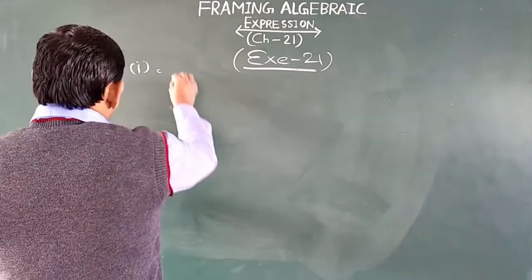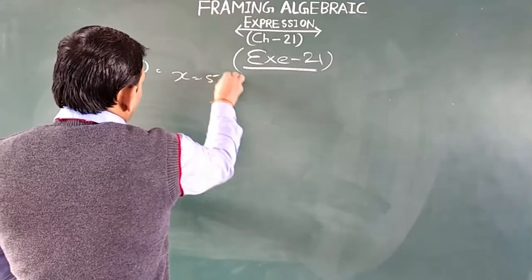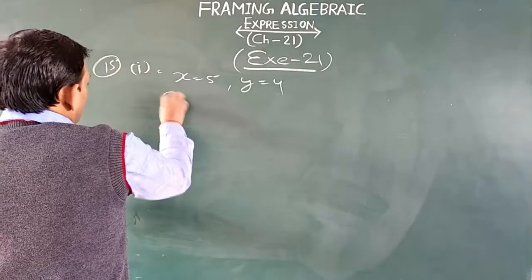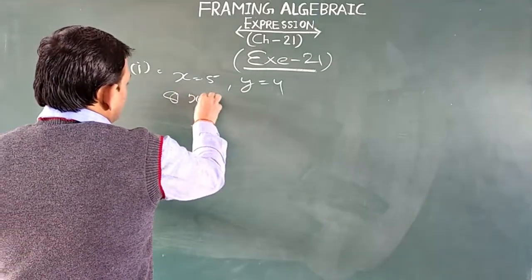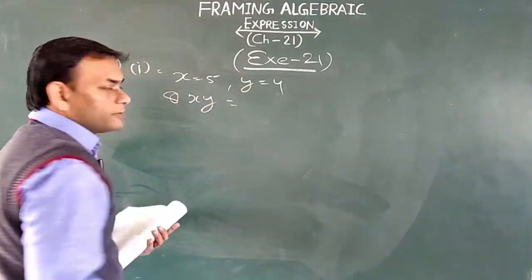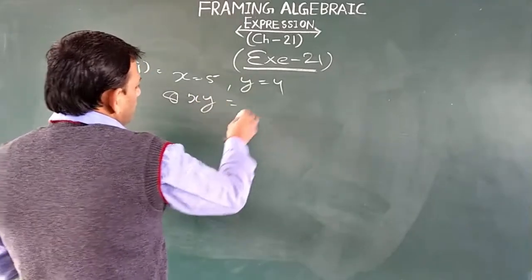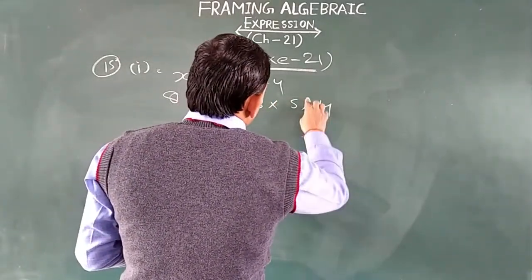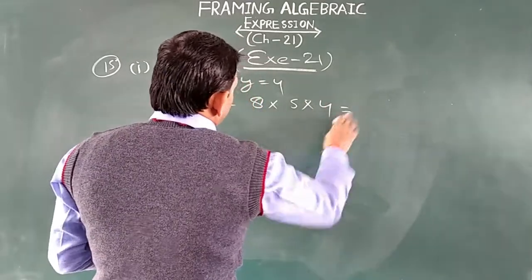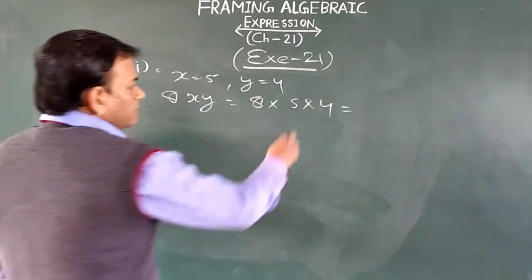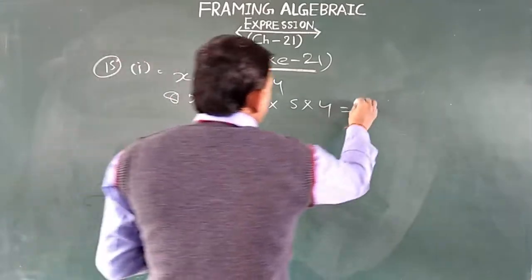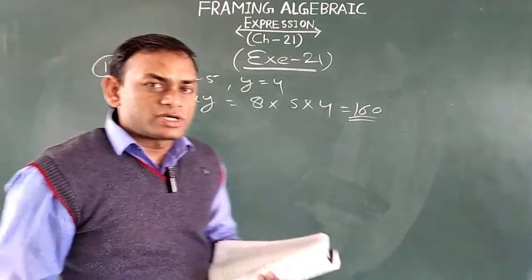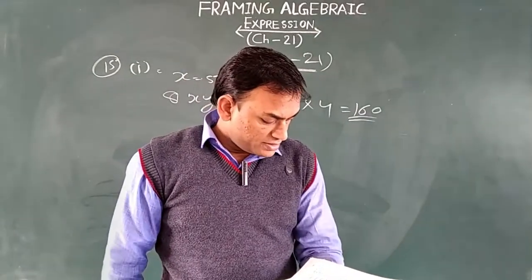First of all, it is saying if x is equal to 5 and y is equal to 4, so what is the value of 8xy? So what you have to do, you will just put the value of x and y. So 8 into 5 into 4. Okay, and you will just multiply it, you will get the answer. 5 4s are 20 and 8 20s are 160. Okay, all the questions are very easy.